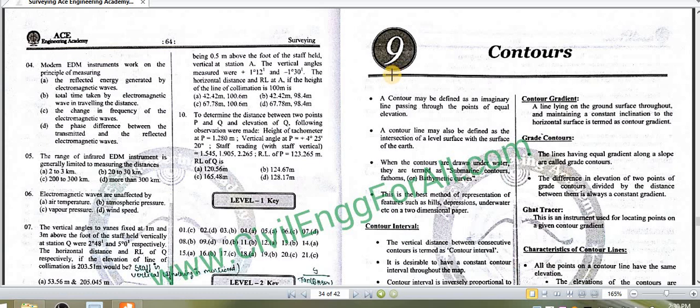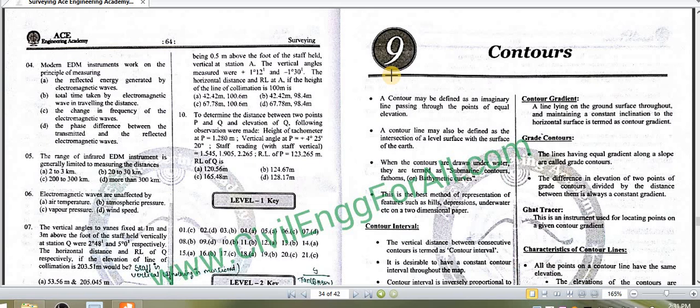After that, we'll start with the new chapter of surveying, that is contour. This is very important. You must have studied in your engineering lectures that a contour is a line which is passing through points of equal elevation. So it is basically an imaginary line joining all the points having the same elevation. A contour line may also be defined as the intersection of a level surface with the surface of the earth, because it is joining points having the same level.